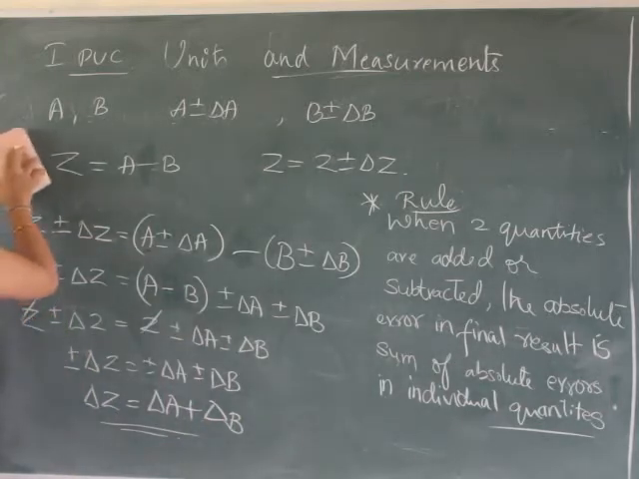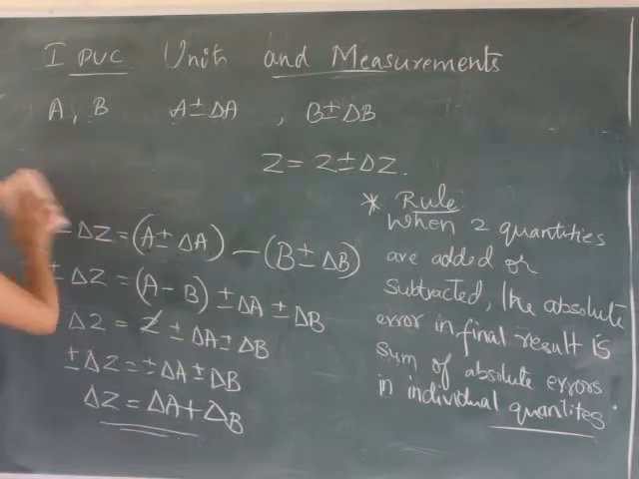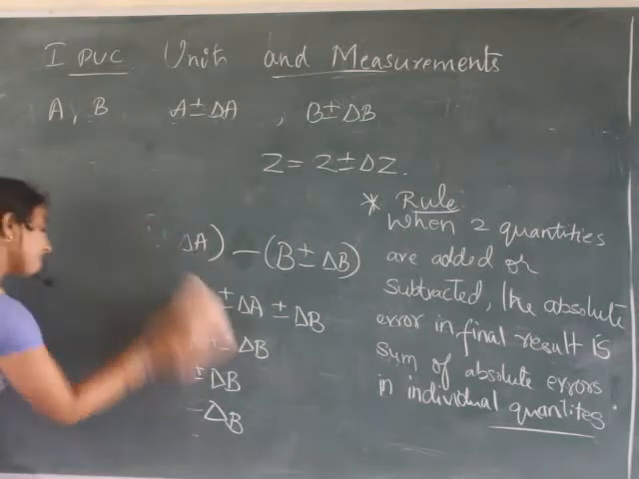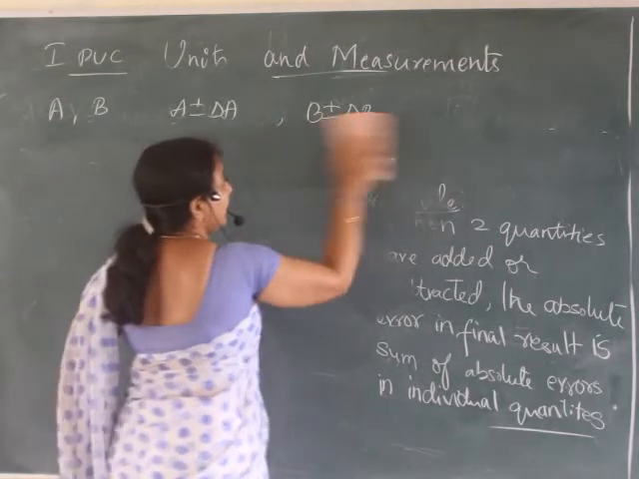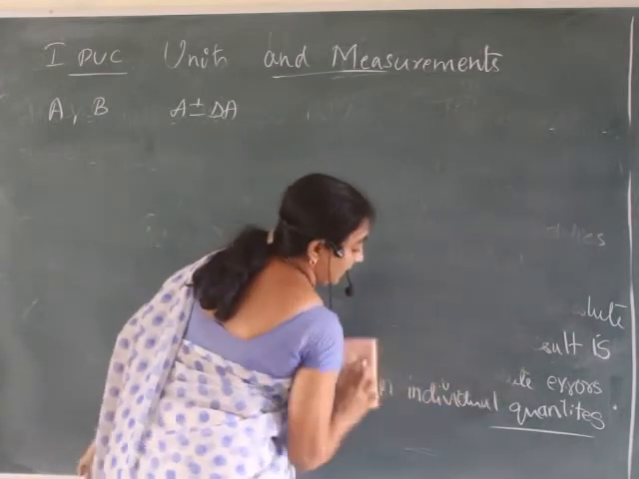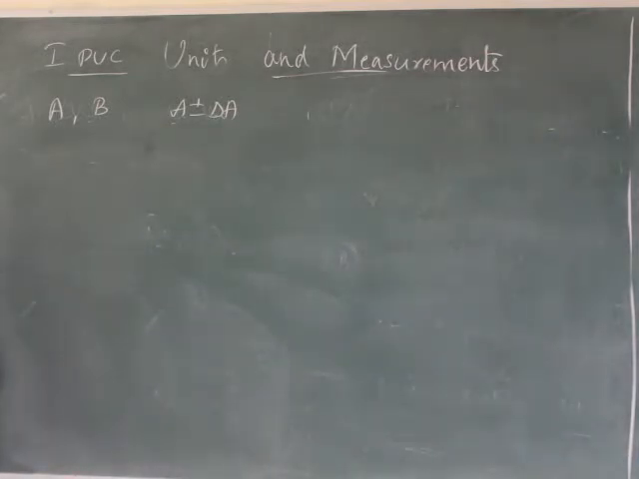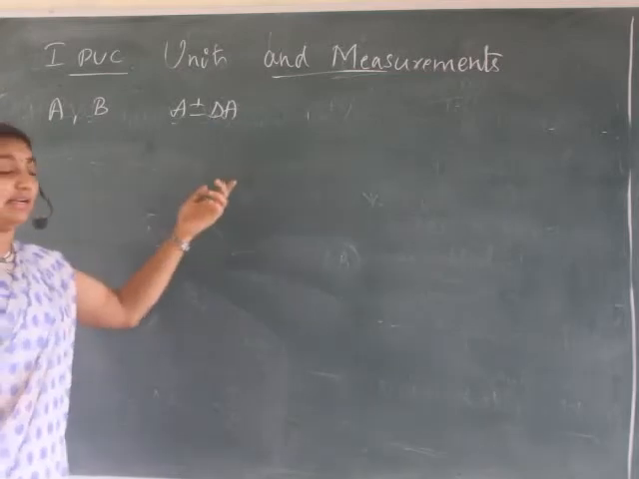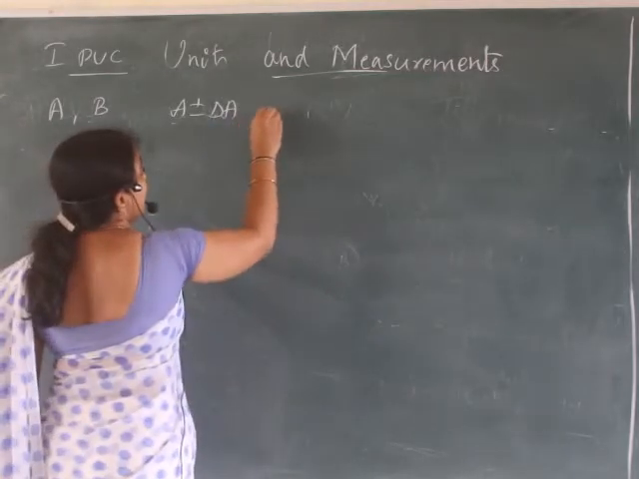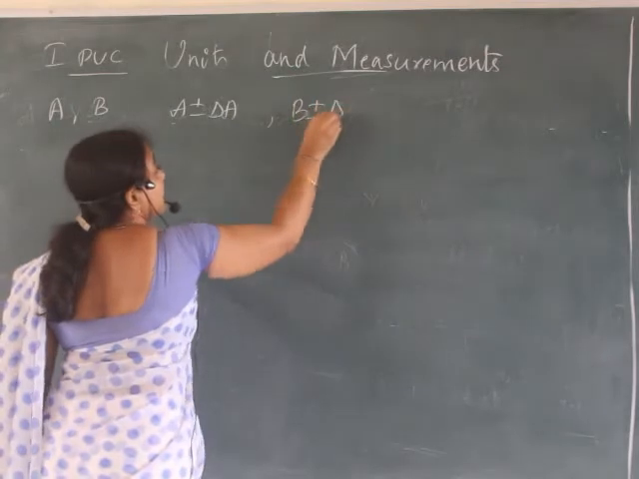Next, for multiplication. Can you help me with this multiplication? How will it be? I don't want the rule. Let me do it as we have done it now. Let us consider two physical quantities, A and B, with the measured values A plus or minus delta A and B plus or minus delta B.